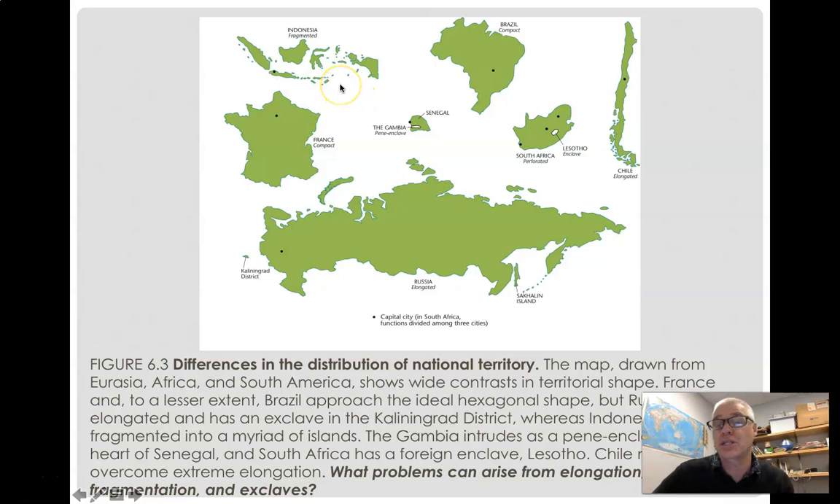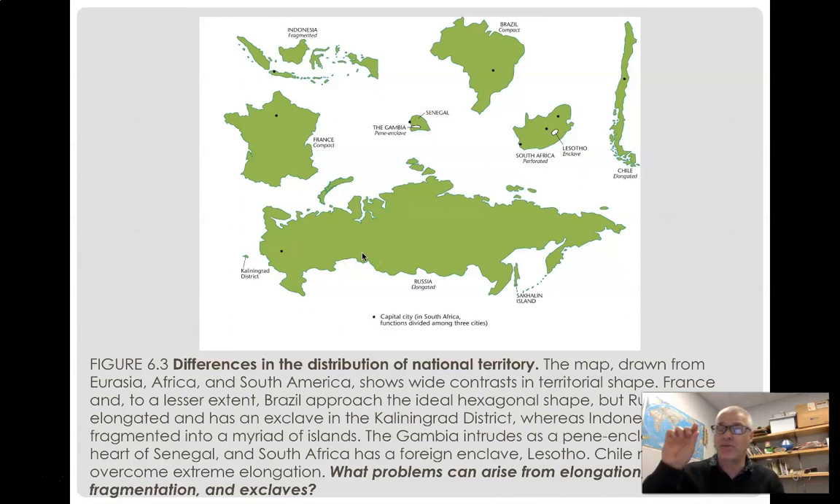There was also East Timor, which was part of Indonesia, but which recently, as in about 20 years ago, gained its independence and is now an independent country. And part of that is also, again, because it's this fragmented state that Indonesia is trying to hold together. There's also what are called exclaves.